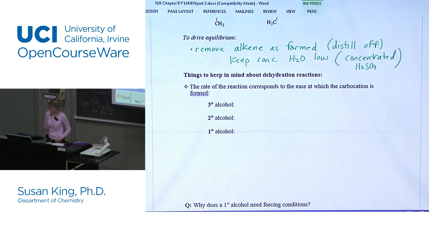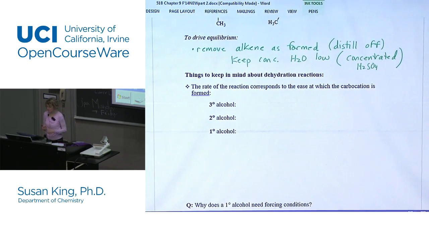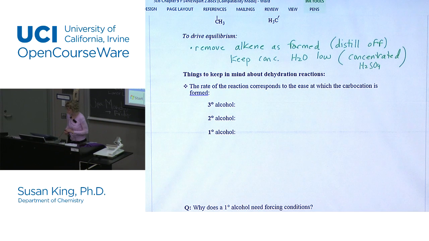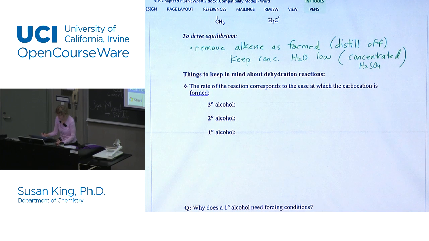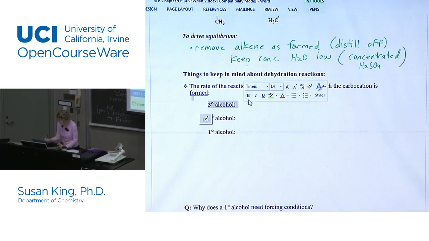Rate of reaction corresponds to the ease at which the carbocation is formed. So does that make sense that tertiary is going to be the fastest, right? Okay, so here's typical conditions. I do not want you to memorize these conditions. I'm trying to just give you a comparison here. So tertiary alcohol, heat to 50.